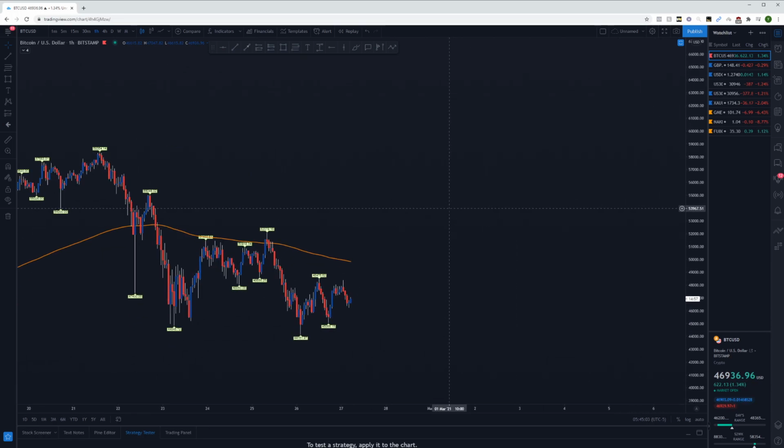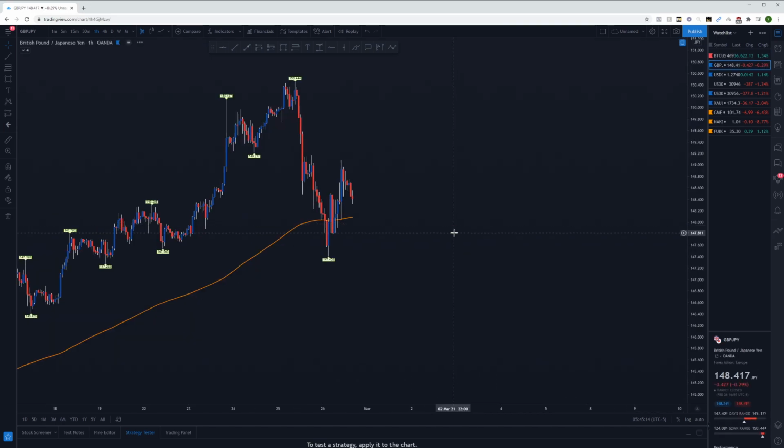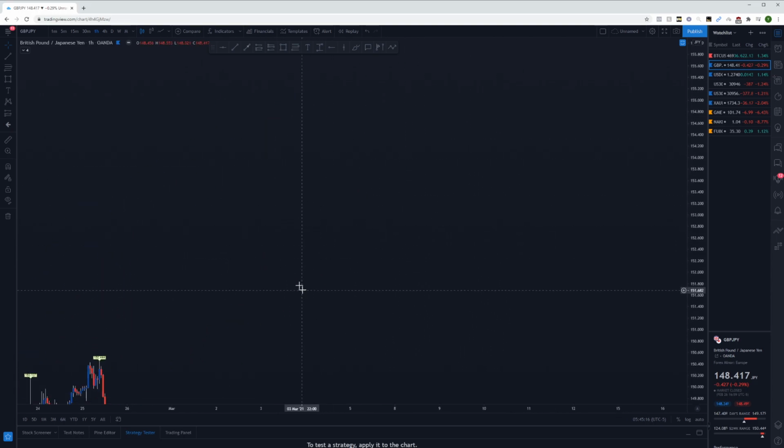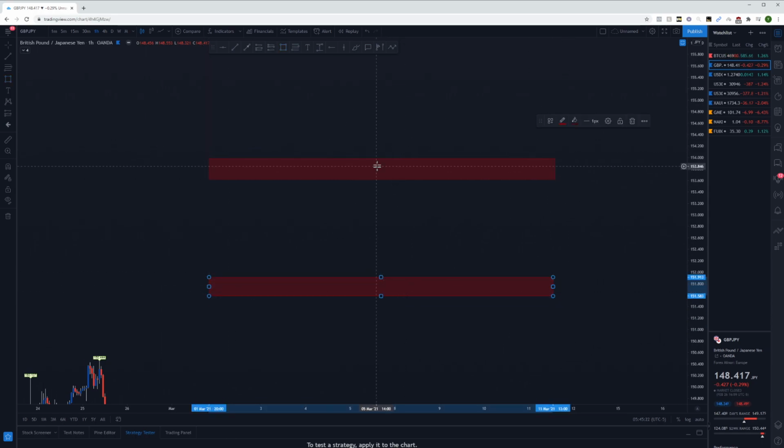So for this video, we're gonna do some live backtesting with GBP JPY, and we're gonna do some zone to zone trading. So zone to zone is support and resistance, right? So this would be your support.